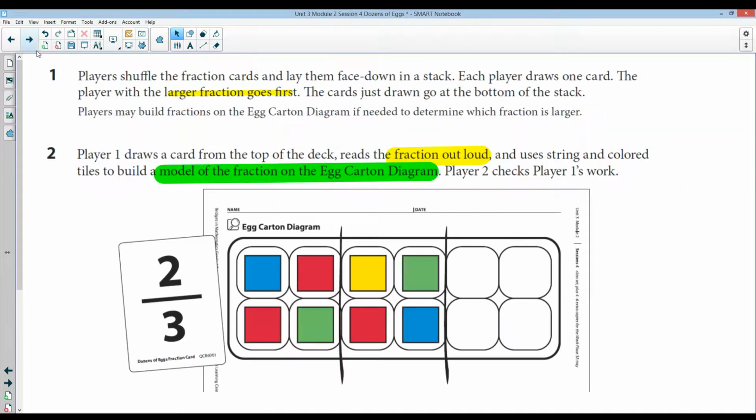I'm going to go over the directions first. Players shuffle the cards and lay them flat down. Again, they're already shuffled if you do it online. The player with the largest fraction goes first. The cards just go to the bottom and stack. Again, this is if you play it with cards. Player 1 draws a card from the top of the deck, reads the fraction out loud, and then uses a string to model this. So if you got 2/3, here's 1/3, here's your 3 parts, and you're just shading it in. You have to model that.